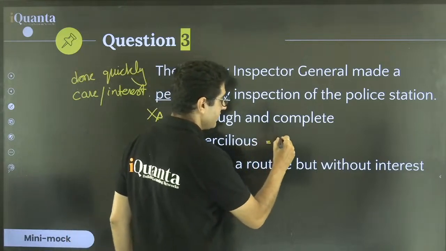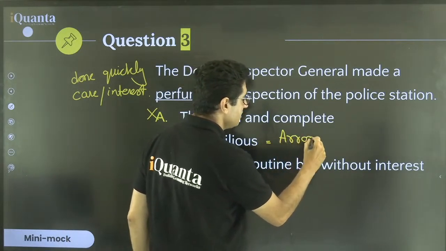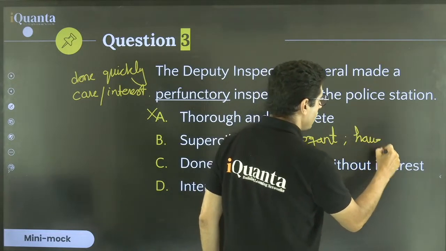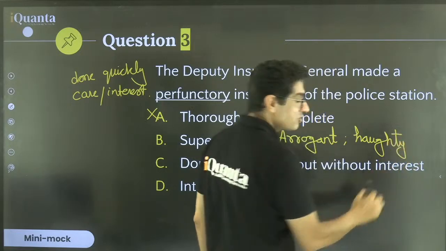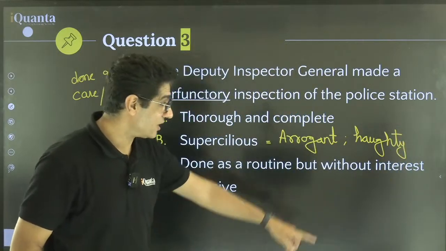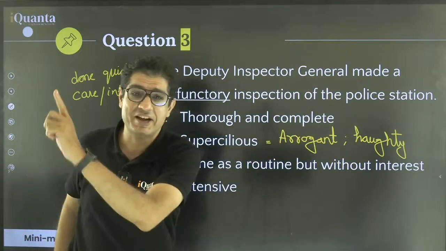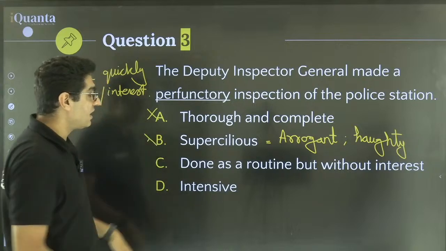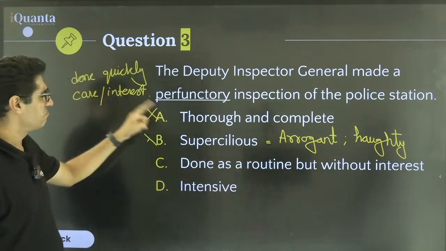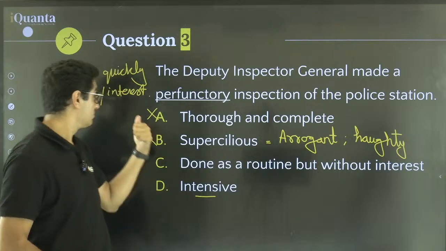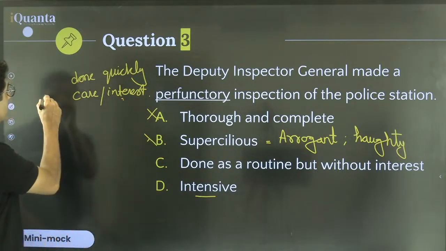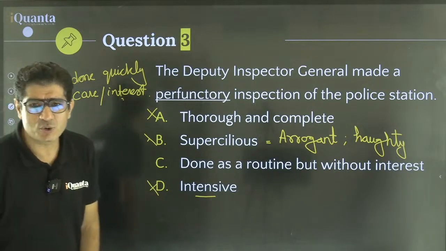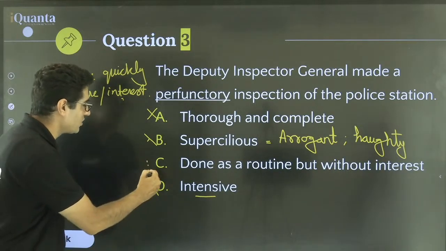Supercilious. Supercilious basically means arrogant. Let me give you one more synonym. Haughty. So it's not H-O-T-T-I-E haughty, it is H-A-U-G-H-T-Y haughty. So related to arrogant? Nope. But done as a routine but without interest? Maybe. Intensive. No interest, right? Done quickly without care or interest. So this is again opposite. So I think the best answer choice here is going to be option C.